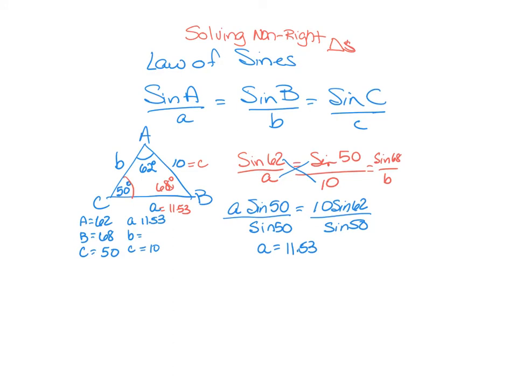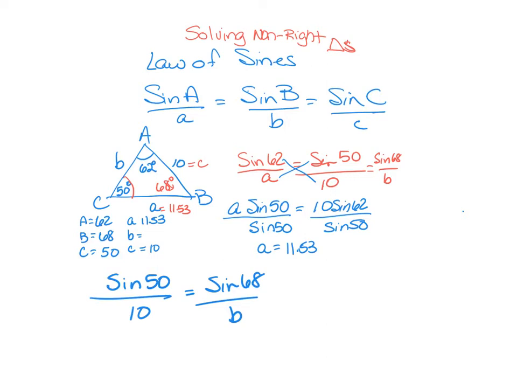When you're finding little b, do not use the information you just found for a, because if your a is wrong, you're going to be using a bad piece of information to find another piece of information. So always use your full fraction: sine of 50 over 10 equals sine of 68 over little b. Now 68 is the biggest angle in that triangle, right? So the side is going to be what, compared to 11.53 and 10? Bigger. So you know you have to have a bigger number.